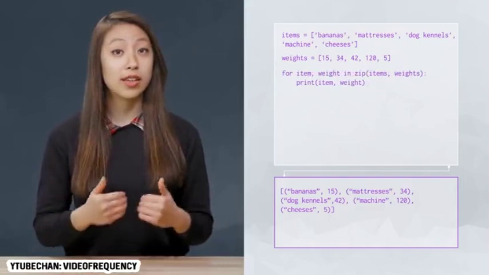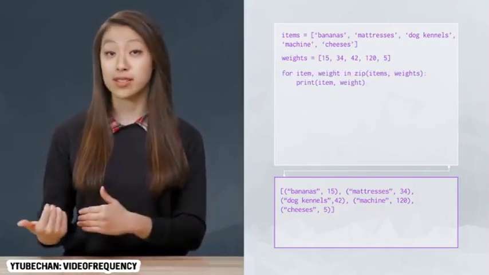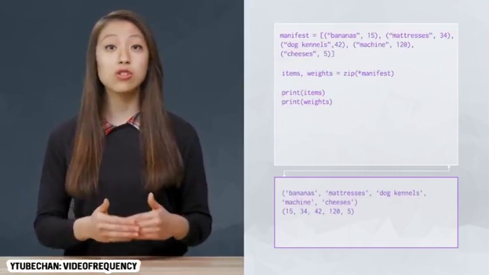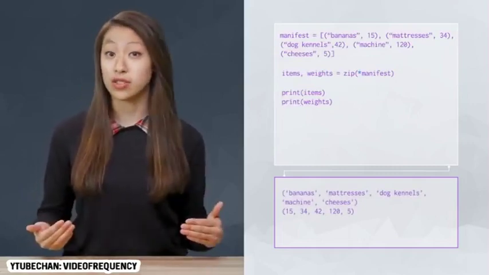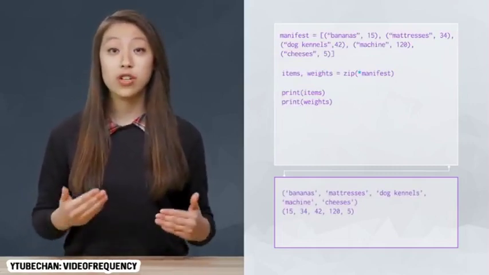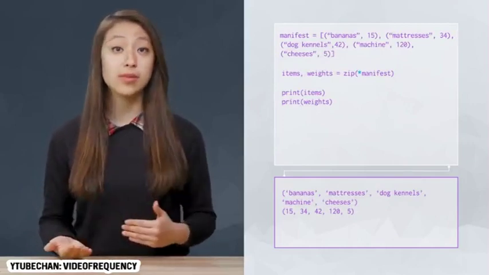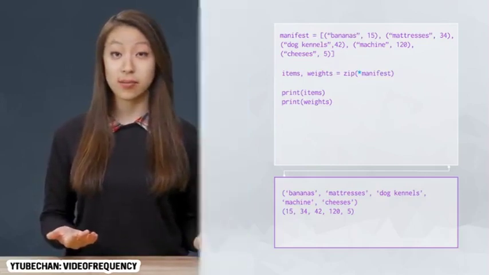You could also unpack each tuple in a for loop like this. In addition to zipping two lists together, you can also unzip a list using an asterisk. For example, using the manifest list like this, you can separate it into an items and weights list like this.